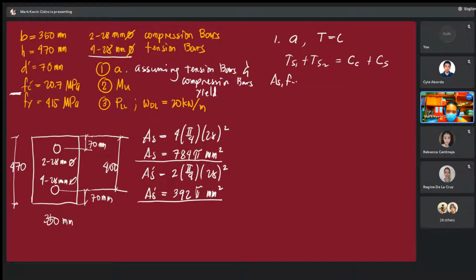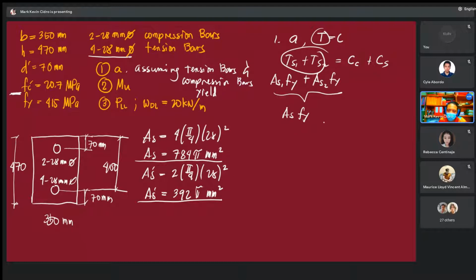AS1 multiplied by FY. We will use FY because we assume the tension bars and compression bars yielded. They yielded, so we assume that. That's why we also use FY here. Okay, here TS2 is AS2 multiplied by FY, always FY, since they yielded. Now, since both are tension bars that yielded, we can rewrite this as AS1 plus AS2. That's actually your AS, so AS FY. These two together are your T.